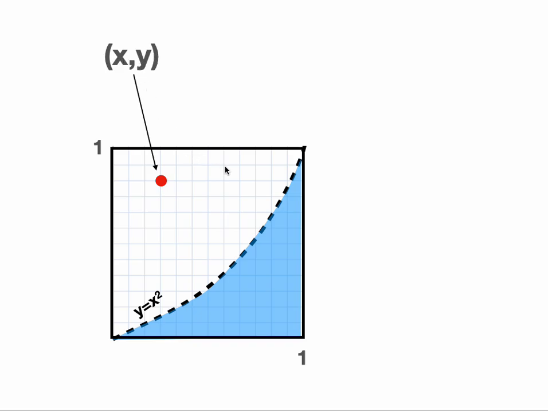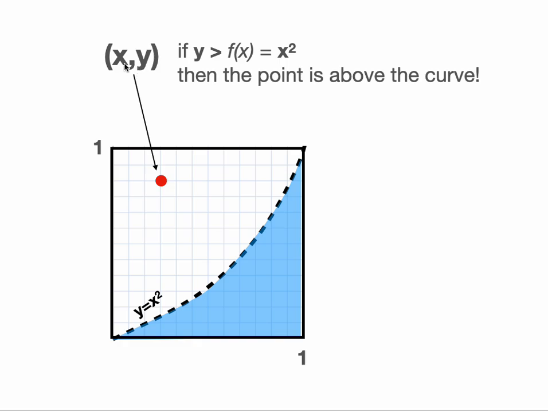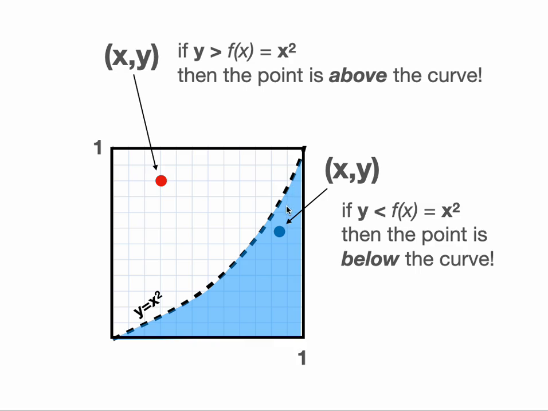Okay. There are two possibilities. The dot can be above my curve or below my curve. It's above the curve if the y value is bigger than f of x. In this case, f of x is x squared. So if y is bigger than x squared, it's up here somewhere. If y is less than x squared, it's below the curve. And it's a simple matter of just computing the function and then asking, is my random y that I chose bigger or smaller than the function? And that tells me if I'm above or below the curve.